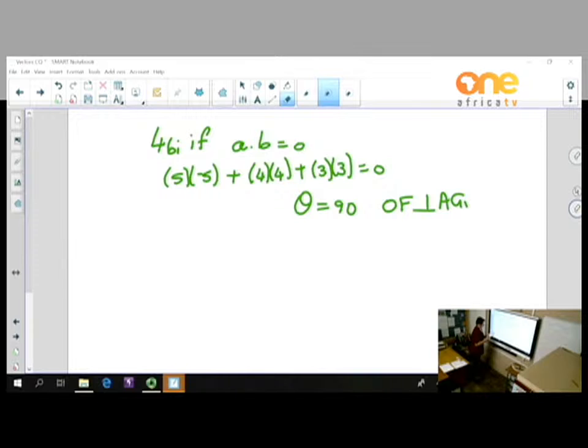And then we say, I have to calculate the angle between those 2 vectors. This time, we want OG and OB.